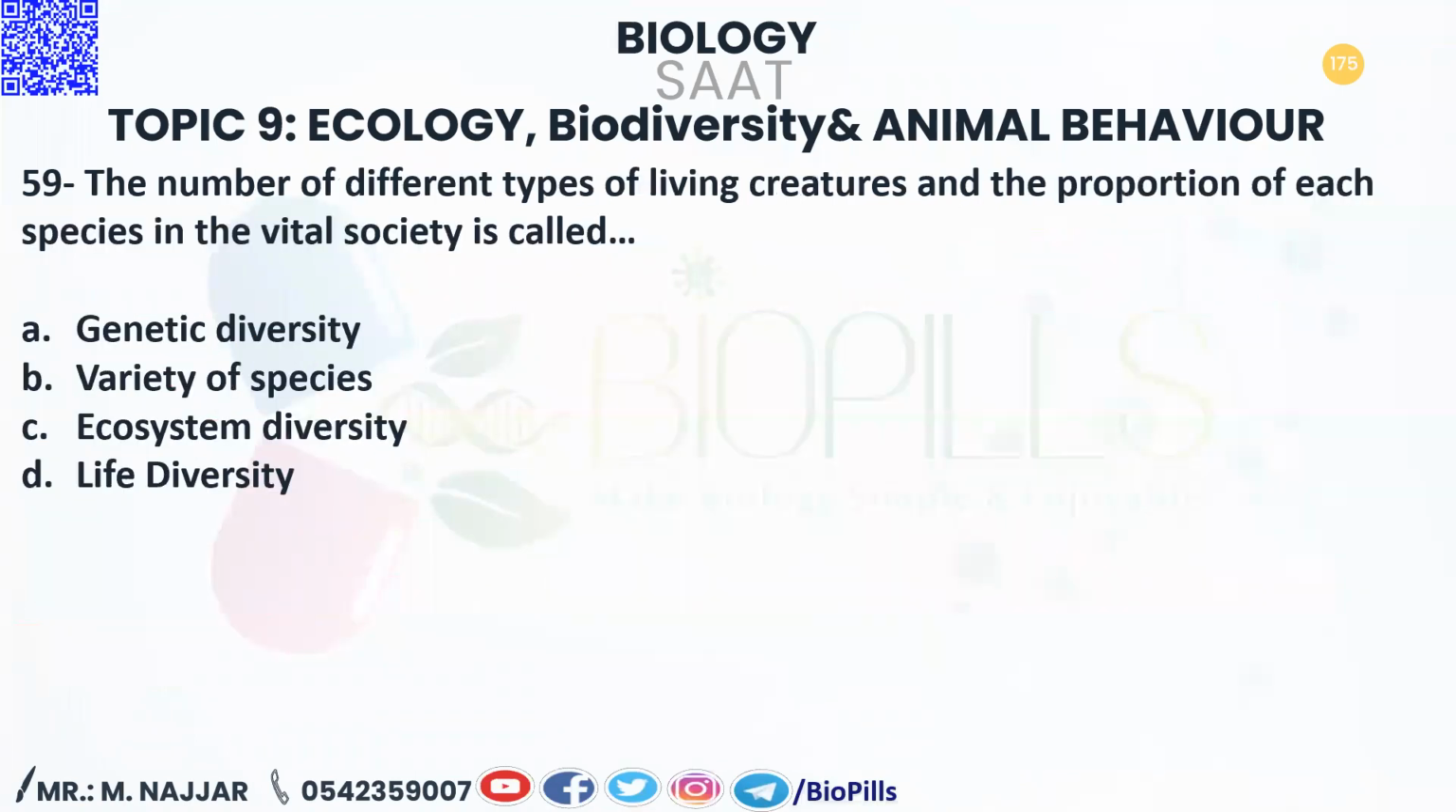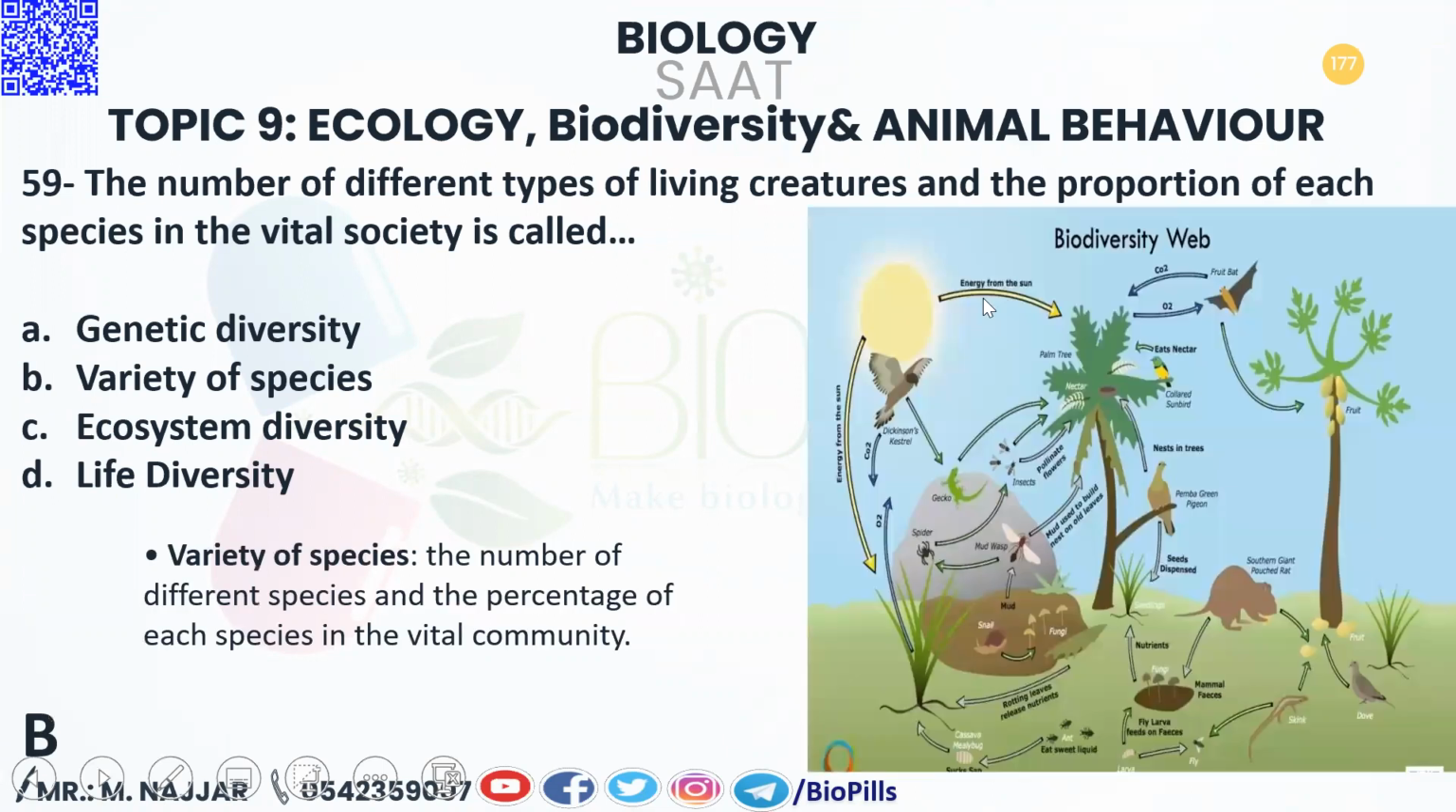Next question, which is the same as the one I was answering. The number of different types of living organisms and the proportions of each species in the community is called A, genetic diversity, B, diversity of species, C, ecosystem diversity, D, life diversity. Of course, this is the exact definition, as I just mentioned, of the variety of species. Perfect. Literally, it is the definition of the variety of species.